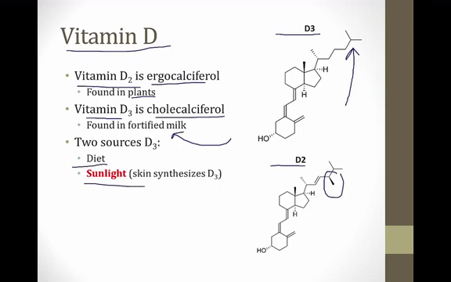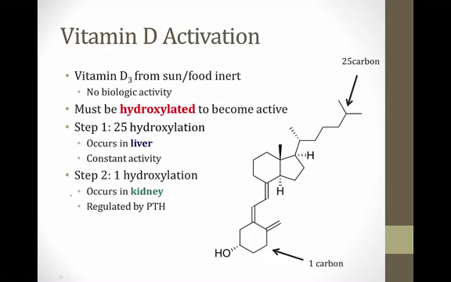Sunlight can be used by the body to synthesize vitamin D3 from cholesterol. Once vitamin D3 is present inside your body, either from the sun or from food, it will be inert. It has no biological activity. In order for it to become biologically active, it must be hydroxylated. This means OH groups must be added to the molecule, and it has to go through two hydroxylation reactions in order to become active. The first hydroxylation occurs in the liver.